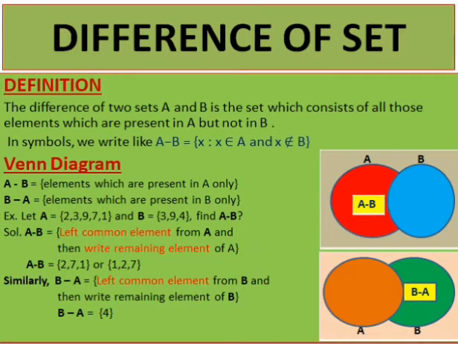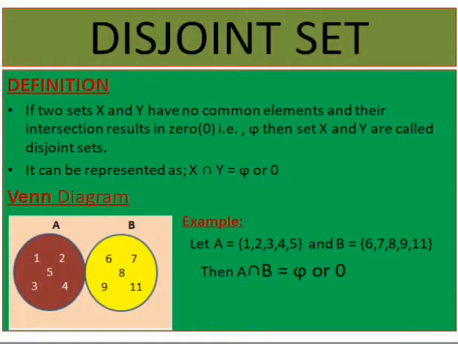What are its properties? Before discussing that, first we discuss disjoint sets. Definition of disjoint: if two sets X and Y have no common element and their intersection result is the null set, then the two sets are said to be disjoint. Let us take an example. A is equal to 1, 2, 3, 4, 5 and B is equal to 6, 7, 8, 9, 11. What we observe here is that no element is common. That's why A intersection B is equal to the null set.